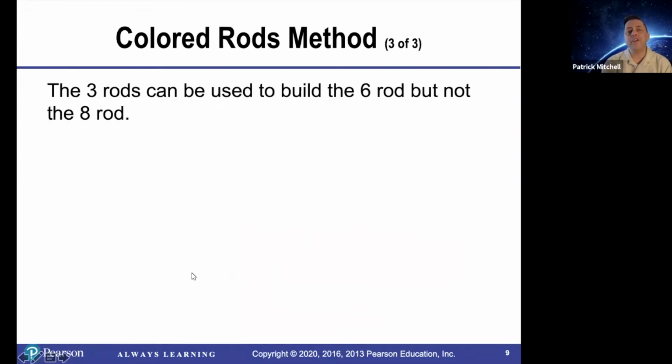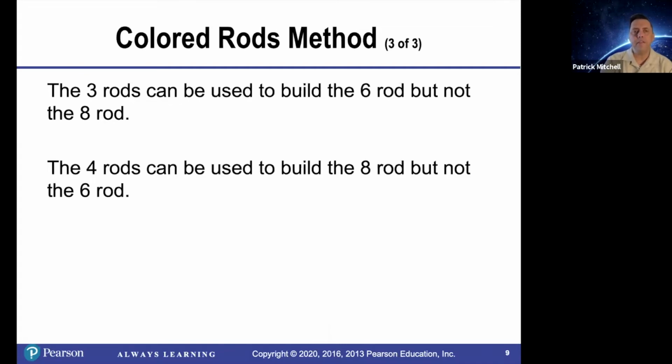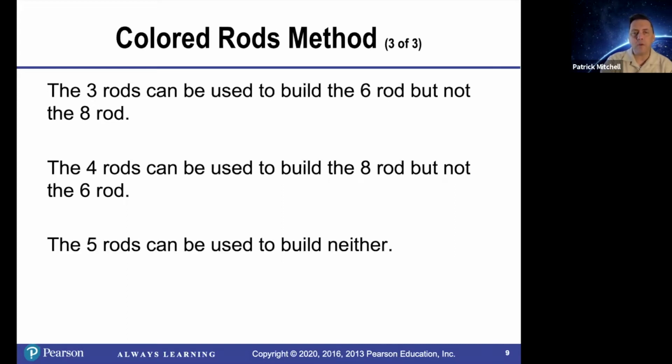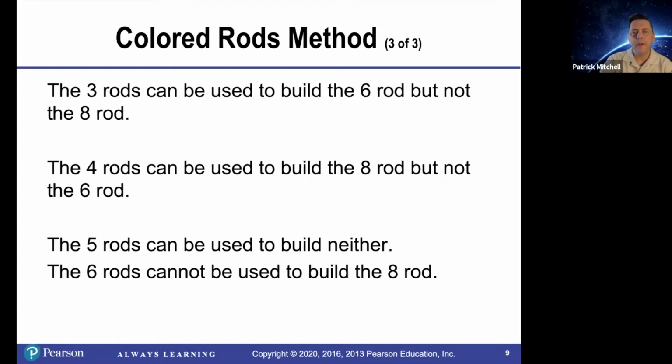And furthermore, 2 is the biggest number that'll work, because if you use 3 rods, you can build the 6 rod but not the 8 rod. If you use 4 rods, you can build the 8 rod but not the 6 rod. The 5 rod doesn't work for either, and the 6 rods cannot be used to build the 8 rod. Therefore, the greatest common divisor of 6 and 8 is 2.